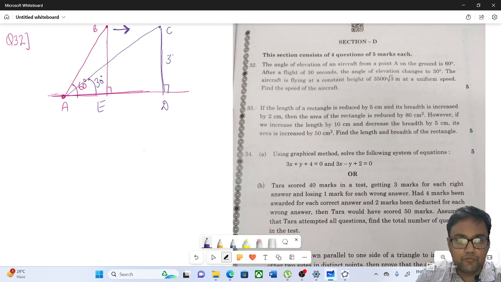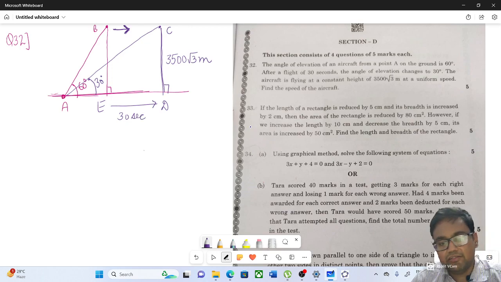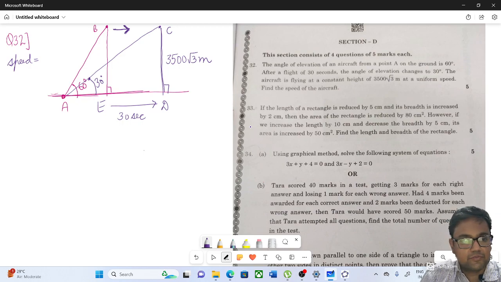The aircraft is flying at a constant height, the height is given to you, this is the height, 3500√3 meters. After a flight of 30 seconds, that is from B to C, it takes the aeroplane 30 seconds to cause a change in the angle of elevation of the observer from 60 degrees to 30 degrees. Now you are supposed to find the speed of the aircraft, and by the famous formula from class 6, speed is equal to distance travelled by the aeroplane upon time.